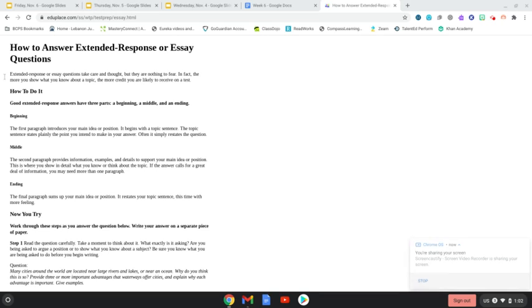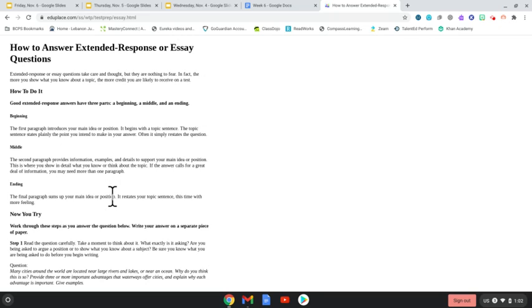If you look at this, it says here the first paragraph introduces your main idea or position. It begins with a topic sentence or kind of explains what your answer is going to be like. Then you have a middle, which is really the answer to your question and expounding on it. Now, this is where you give information, examples, details that support the idea or position. This is where you're going to show that detail.